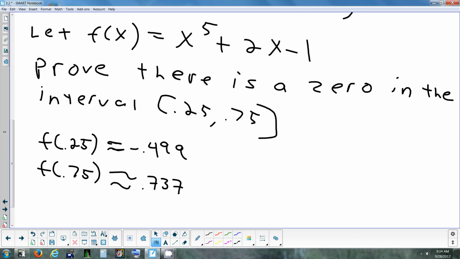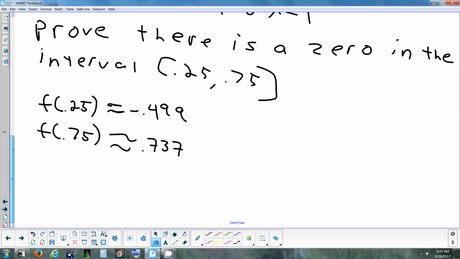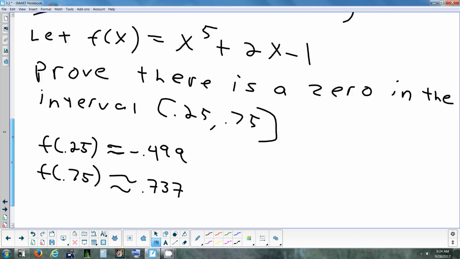I'm just looking for one important word. All polynomials are continuous. Yes, all polynomials are continuous. So that's the key. You just have to mention that it's continuous. And let me write it down.